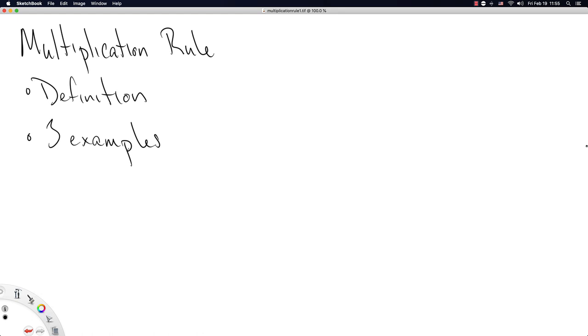We'll start out with a quick definition. Hopefully the definition is not too bad. We'll draw a little picture that might help us see what the definition is saying, then we'll try to generalize it, and then we'll just jump into three examples, and that'll be it. Okay, so we'll start with our definition.